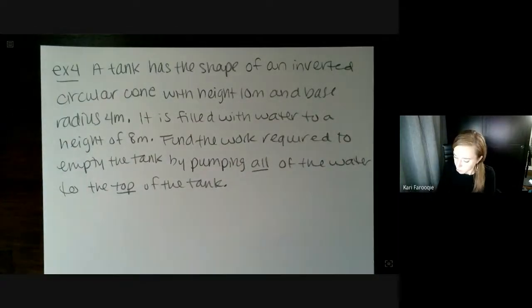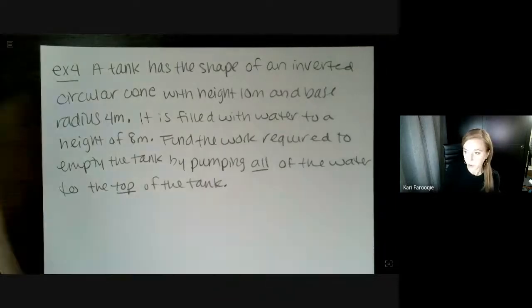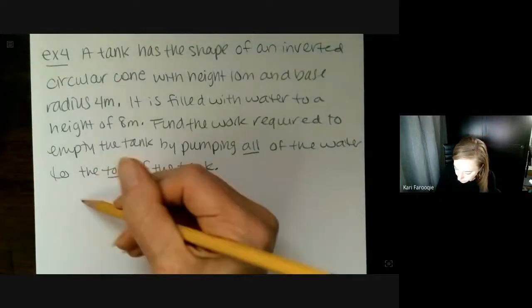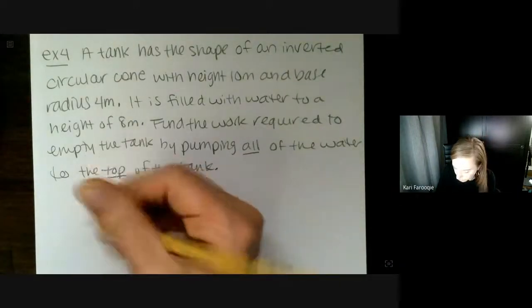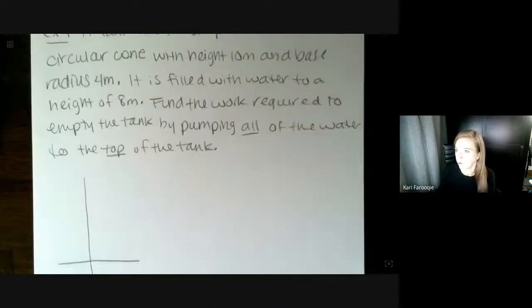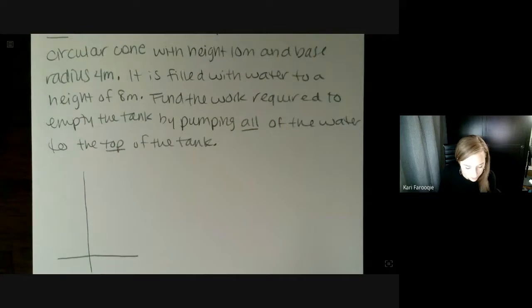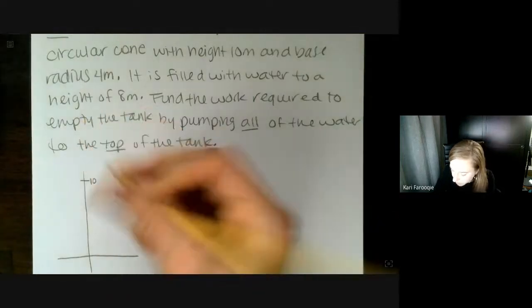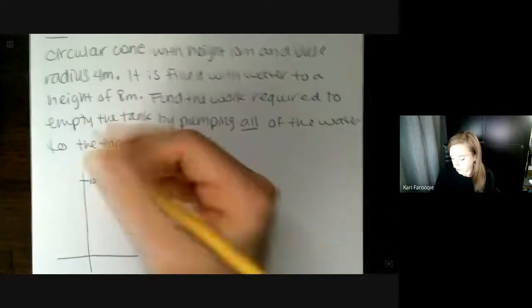So here's the situation. You have an inverted circular cone. Hopefully we all know what that looks like. It's inverted, so it's upside down. I'm going to put this again on a coordinate grid because I think that's the easiest way to see it. Your height is 10 meters. The base radius is 4 meters. So you're going up to the top at 10, and then the base radius is 4 meters.